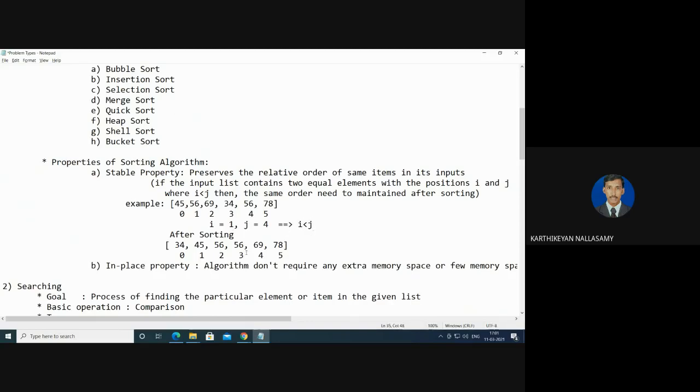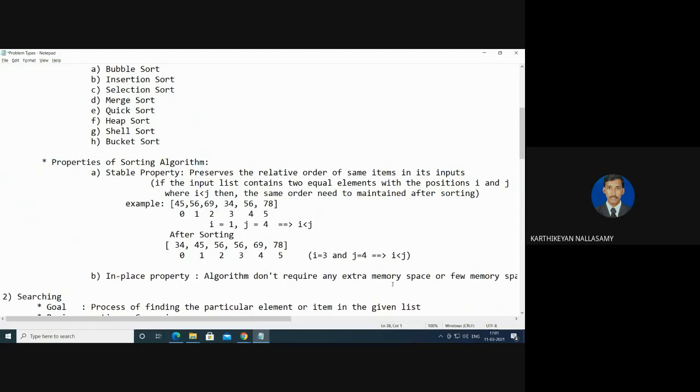After the sorting, this 56 will be located in the second position, and this 56 will be located in the j position, so for this case the value of i equal to 3 and j equal to 4. So now the condition i less than j will be matched. So this is called a stable property. We are just going to preserve the relative order of the same item.